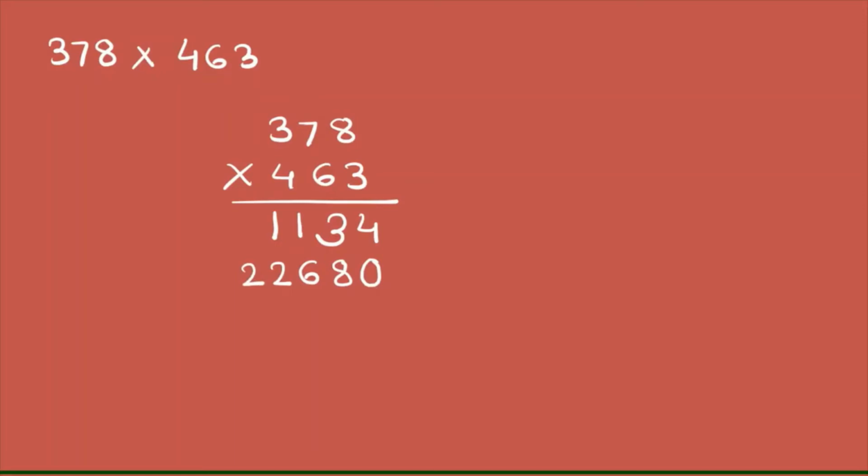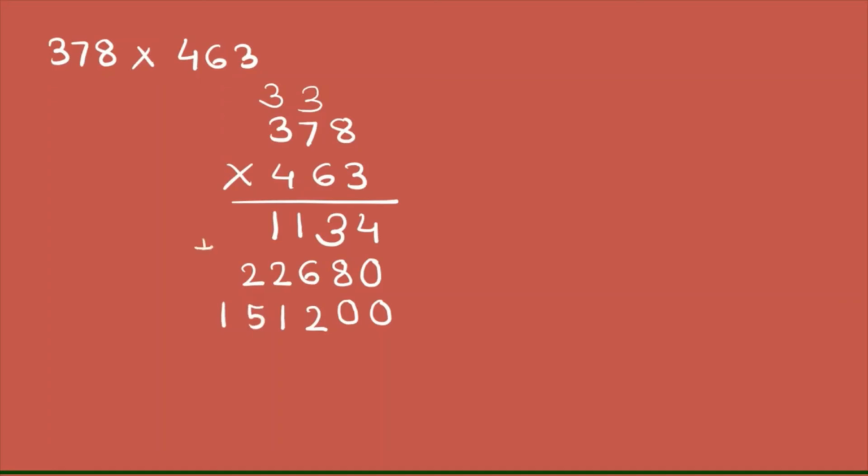Now we move to 4, which has value of 400 because 4 is in the 100 place. That's why we need to put 00 here, which represents 400, not only 4. Now start to multiply. 4 times 8 is 32. So I put 2 here and carry 3 here. So 4 times 7 is 28, plus this 3 is 31. So I write 1 here and carry 3 here. Now 4 times 3 is 12. 12 plus this 3 is 15.